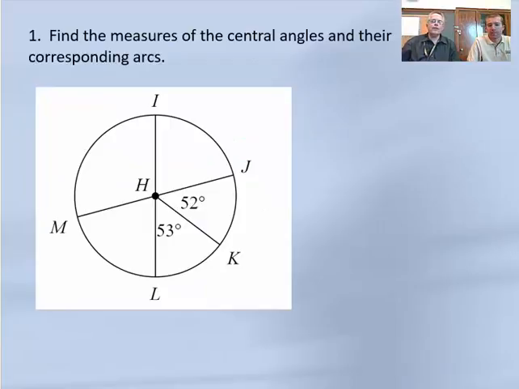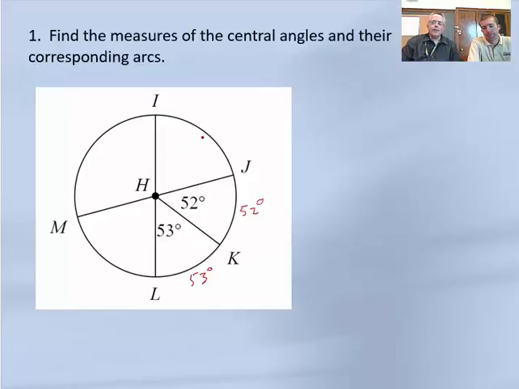Here we have a circle, and we want to fill in all the missing angles and the measures of the arcs. Right here we have a 53-degree angle. That means this arc right here measures 53 degrees. We have to be careful. This angle is a central angle. Yes, vertex at the center. All right, this one's easy. This arc measures 52 degrees.